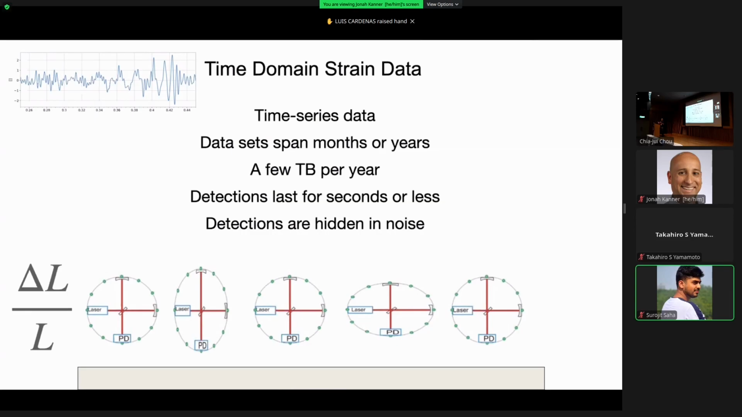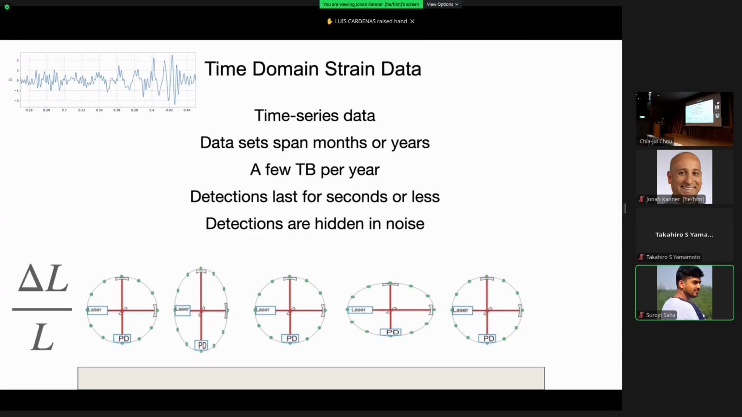So the detections, at least so far, are these transient signals, compact binary coalescence, so mergers of black holes and neutron stars. These detections are only visible in our detectors for a very short period of time. Each detection could be up to a few seconds, let's say, but in many cases it's less than a second. And so we have months or years of data, but only a handful of seconds worth of signal. So it's really a needle in a haystack problem.